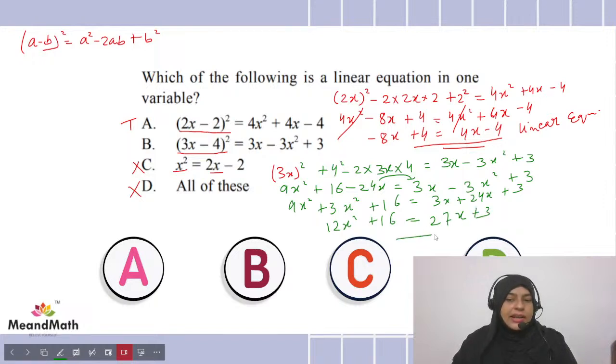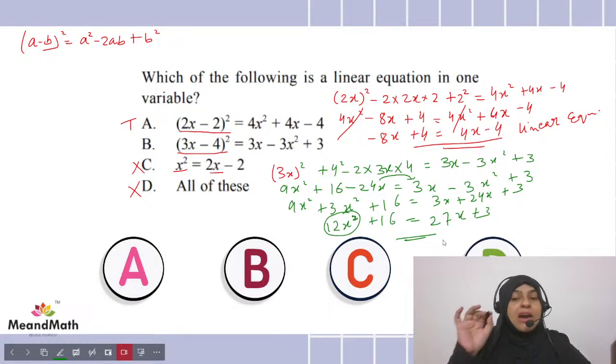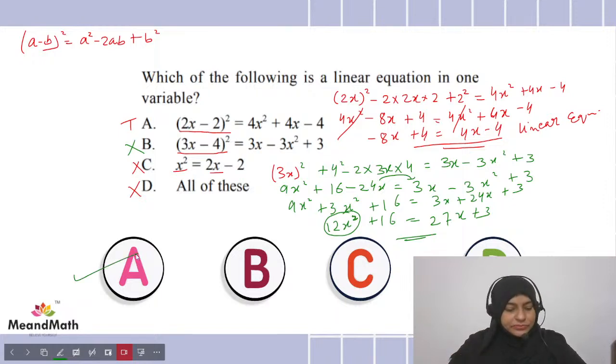Now you can see in this equation, what is the highest power of the variable? The highest power of the variable is 2 here. So it is not a linear equation. Why? Because for a linear equation, the power of the variable must be 1. And here it is 2. So it is also not correct. It is not a linear equation. So it is also incorrect. So which option is correct? Option A. Right?